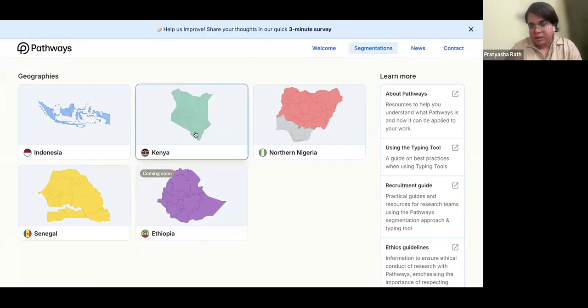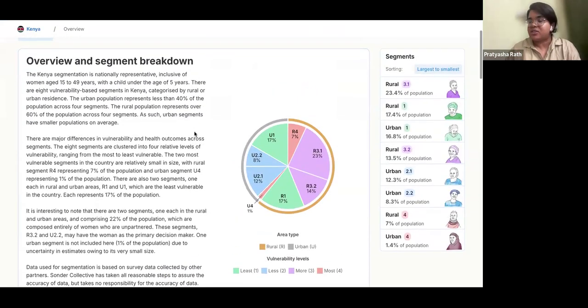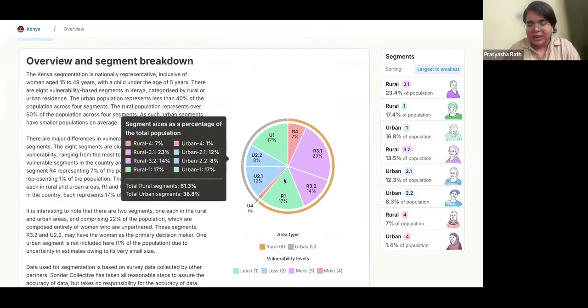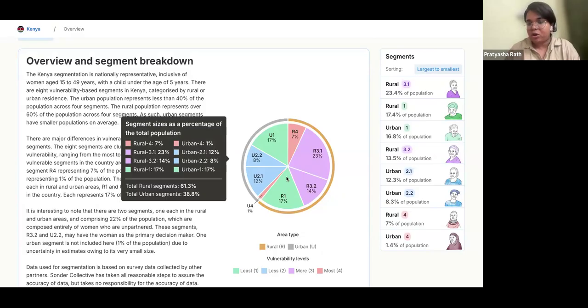So the platform, once you enter into the Kenya segmentation, the very first thing that you see on the screen will give you a very crisp introduction into the population level subcategorization or the segmentation exercise. So if you look at it here, you already get to know that the Kenya segmentation has 4 urban segments and 4 rural segments. So the country is broken up into 8 different segmentations, and 61.3% of the population is concentrated in rural segments. The rest, nearly about 40%, in urban segments.